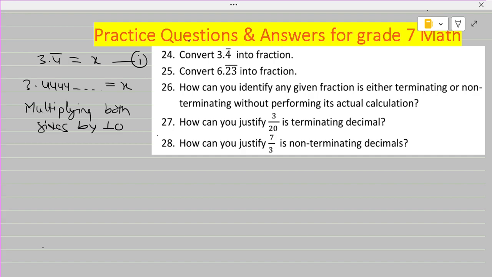10 into 3.444 is equal to 10x. So that way we get 34 point, because by multiplying by 10 the decimal shifts one place from left to right side, so the point will be here. So 34.44, and as many fours as you can keep there. So that is equal to 10x, and this we denote as equation number 2.